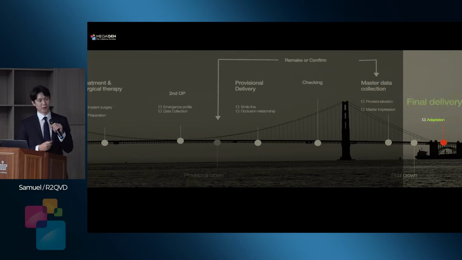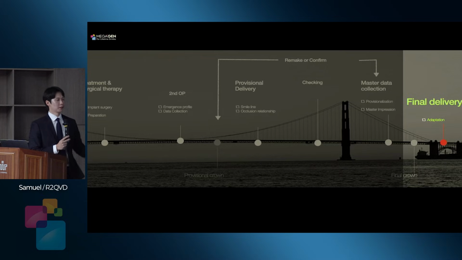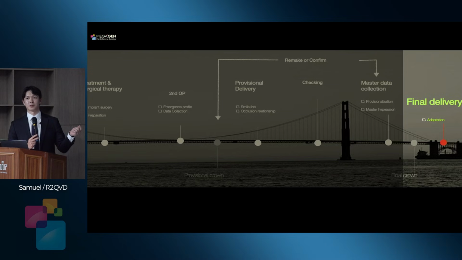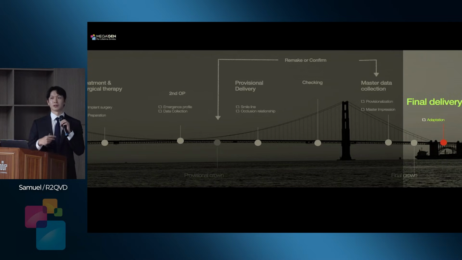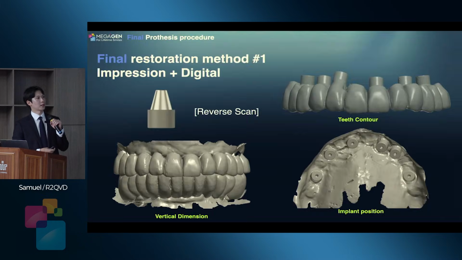Then, final delivery. Until the temporary, if there is some error, it is easy to fix. We can trim, or we can edit, or we can restart, something like that. But final delivery is different. We need more accuracy, right? So at that time, we use this solution.